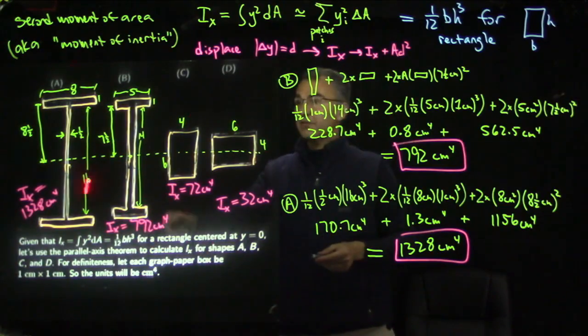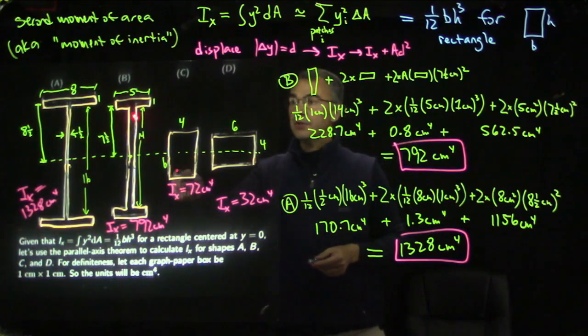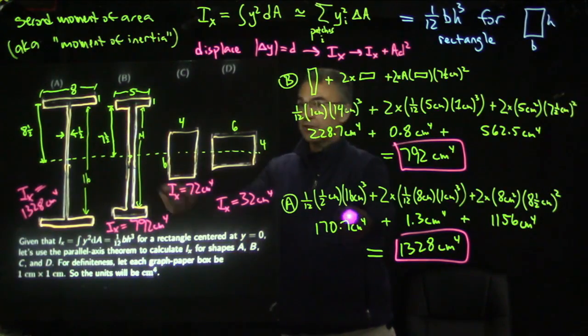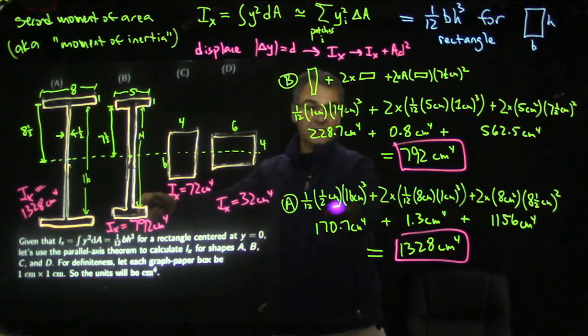For case A, which doesn't look all that different from B, we took this webbing and made it half as wide, and then we pushed the flanges out a little bit and we made them bigger. So you can see that the webbing in this case contributes 171 out of 1328. So what's that, about 15% maybe.